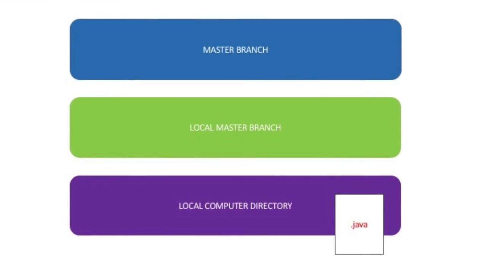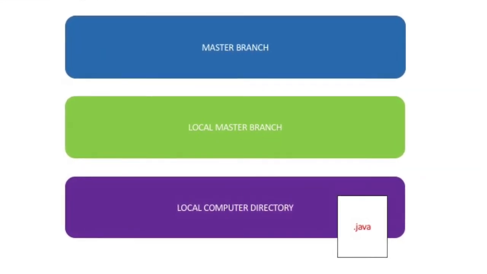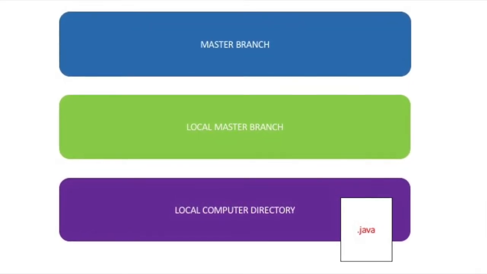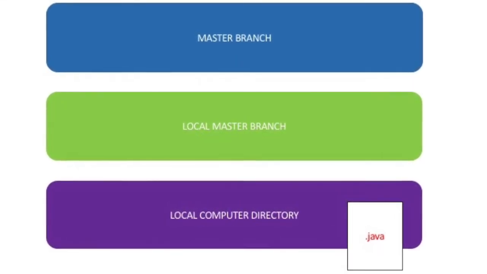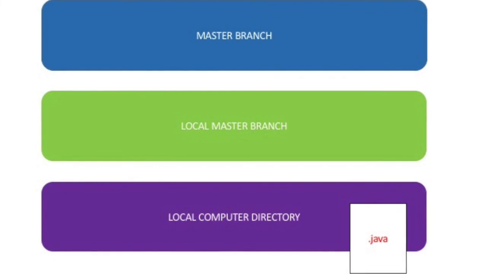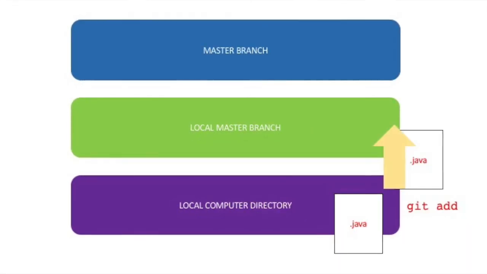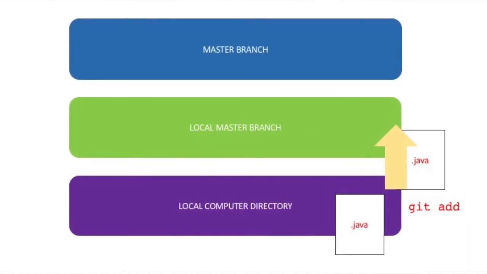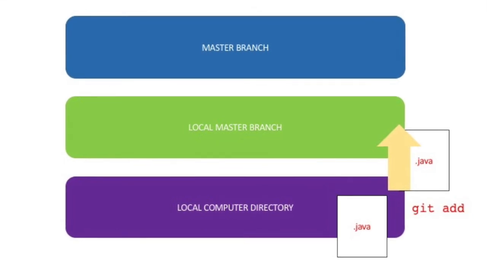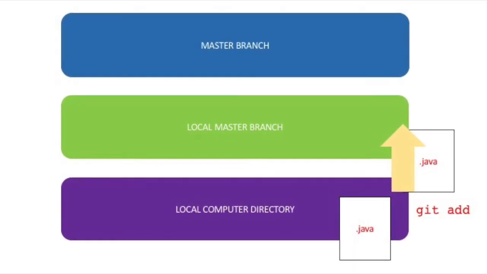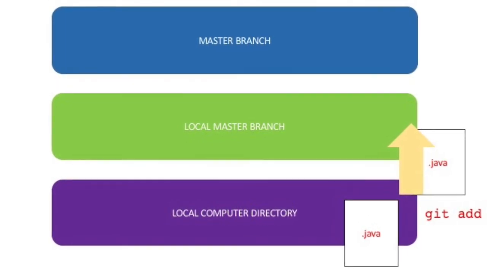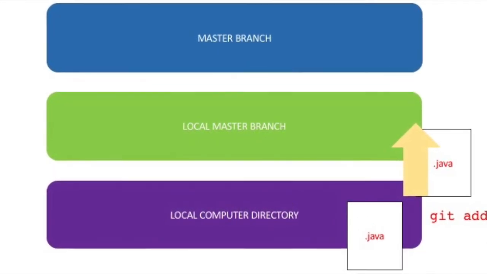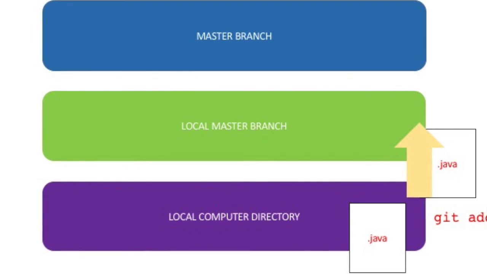Let's look at the Git workflow and summarize what we learned in this video. You work on a file locally on your computer, and when you are satisfied with a change, you prepare it to be tracked by Git. This is done by git add. This does not mean that it's saved to your local master branch, but you are preparing or staging it to be part of a commit in the near future. Right now, it still only exists in your computer directory.